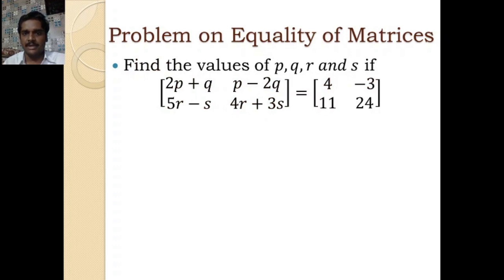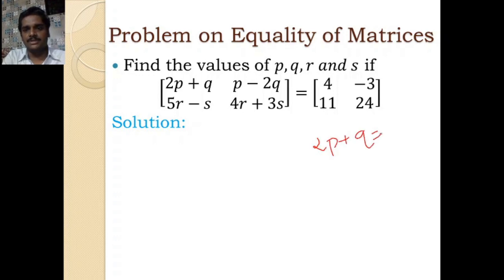So again I have two equal matrices and I have to get the values of P, Q, R and S. Again you have to use the same concept. You have to compare corresponding elements of both the matrices. So if you compare the first element, you get 2P plus Q equals 4, and after that P minus 2Q equals minus 3.